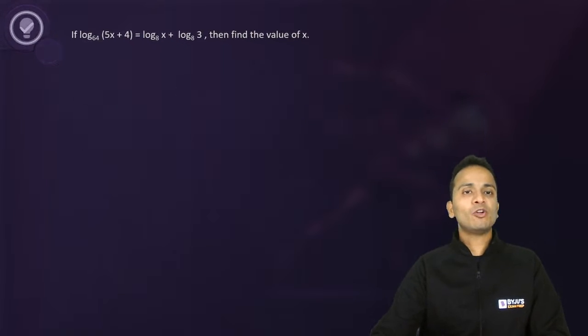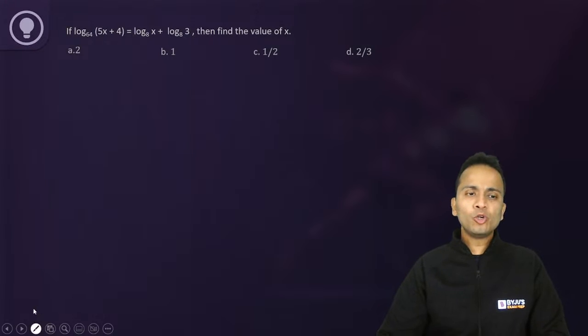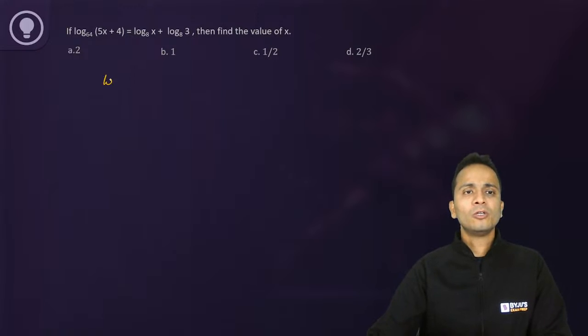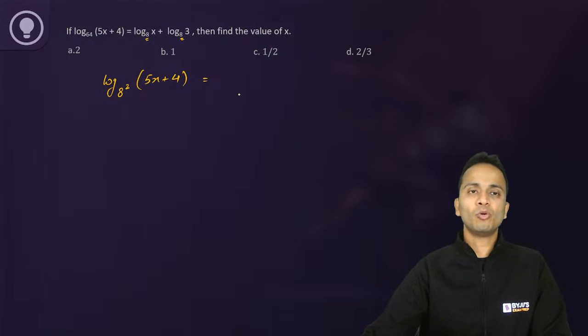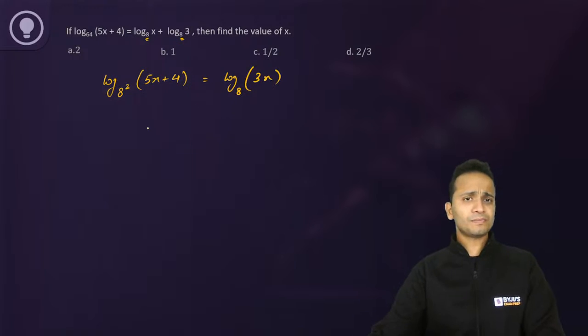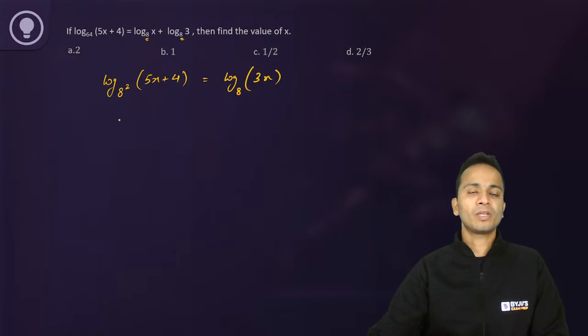Okay, so let's have a look at how to solve this one. I'll give you two different ways of solving this one. First of all, a standard thing to do: the base 64 can be written as 8 squared, and log of 5x plus 4. On the right hand side, I have log base 8 on both terms, so these two terms will be multiplied. So log 3x to the base 8, right? On the right hand side I've used the property of logarithms: log a plus log b will become log of a multiplied by b, right?